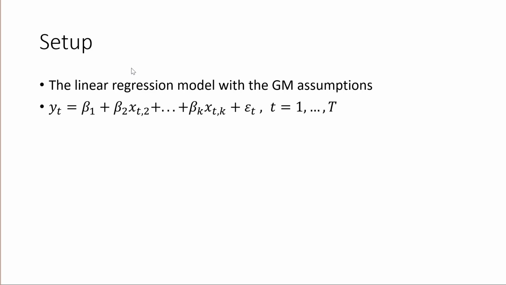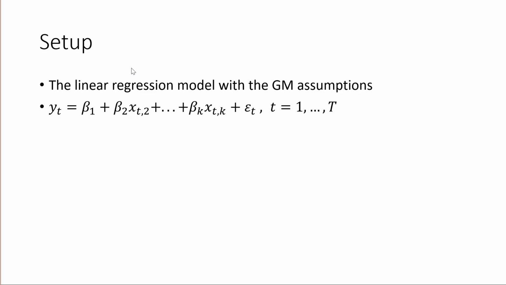Dependent variable yt, explanatory variables x2 through xk, and an error term epsilon t. So under the Gauss-Markov assumptions, that means that every time series is stationary, the x variables are exogenous, the error terms are homoscedastic, and the error terms are not autocorrelated.